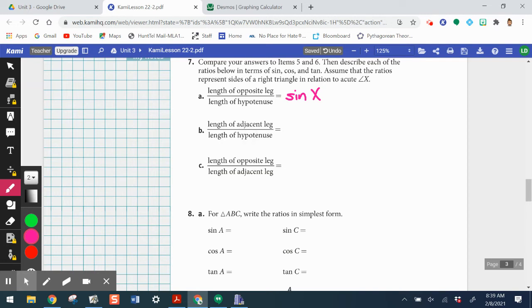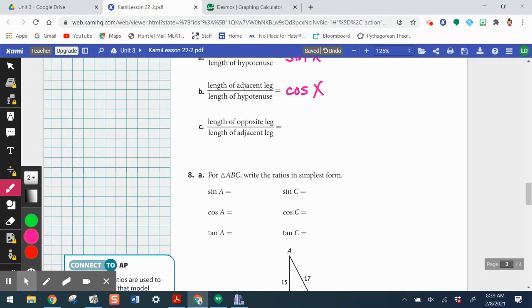So the adjacent leg to the hypotenuse, when we compare the length of the adjacent leg of an acute angle to the hypotenuse of that acute angle, it's known as the cosine of that angle. And last, when we compare the length of the opposite leg of that angle to the length of the adjacent leg of that angle, it's called the tangent. So notice we're writing ratios of similar triangles based on a particular angle.